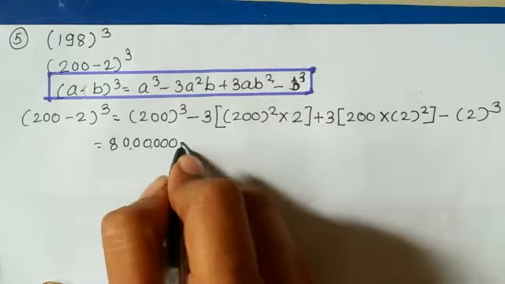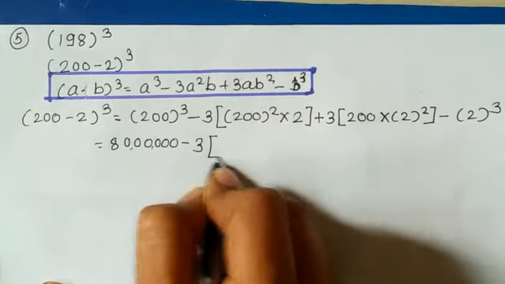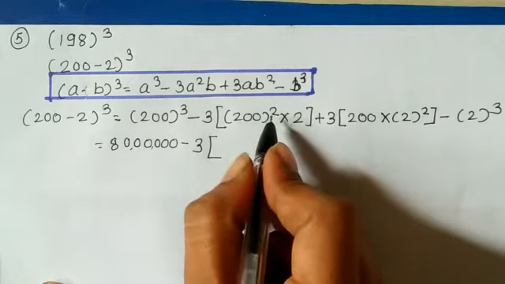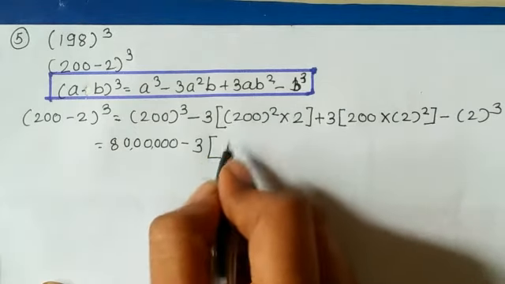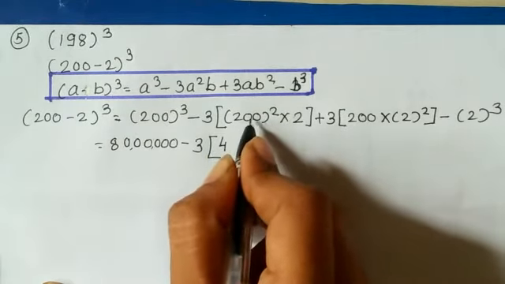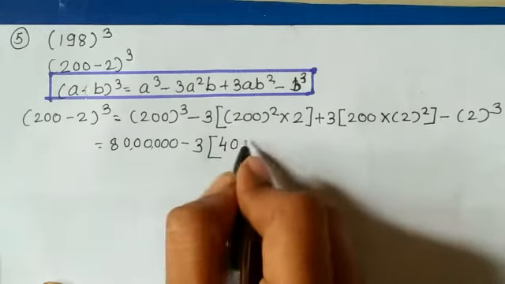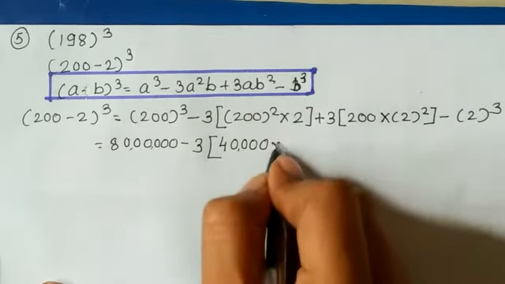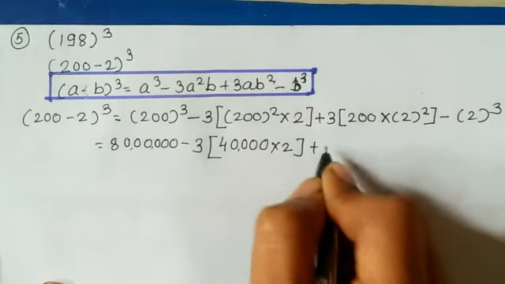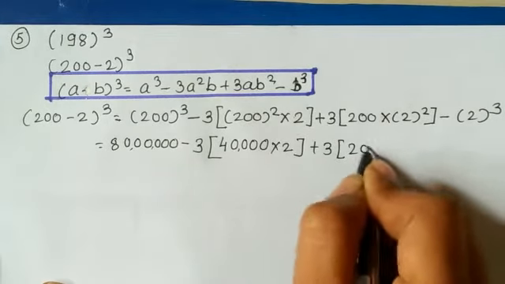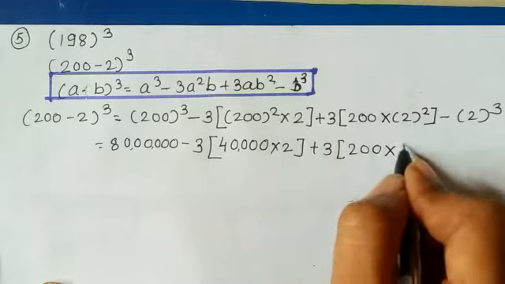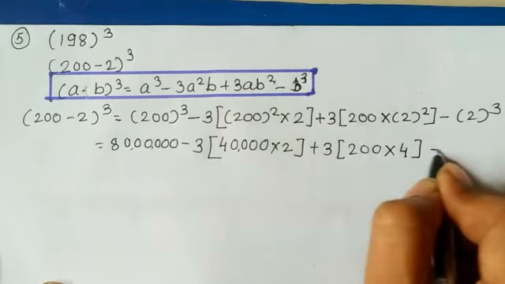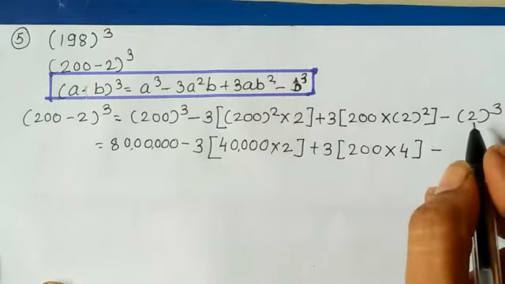80 lakh minus 3 into bracket 200 square. The square of 2 will be 4, and the square of 2 zeros will be 4 0. So the number will be 40,000. Multiply with 2, plus 3 into bracket 200 multiplied by the square of 2, which is 4, bracket complete, minus the cube of 2, which will be 8.